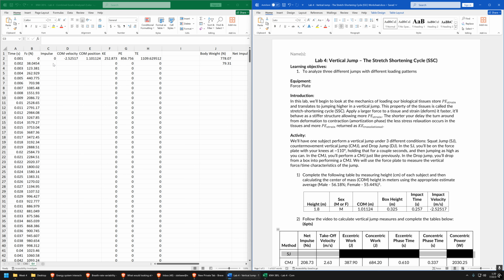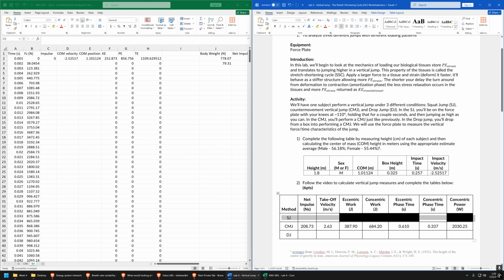In this video, we're going to go over the Lab 4 vertical jump, the stretch shortening cycle. We're going to take a look at two jumps that I did, in addition to the counter movement jump that you analyzed from Lab 2. So this is kind of a continuation of that. We just pulled in everything from the counter movement jump.